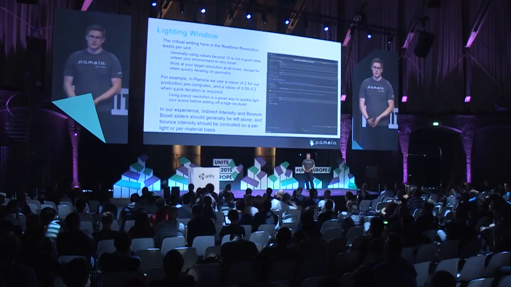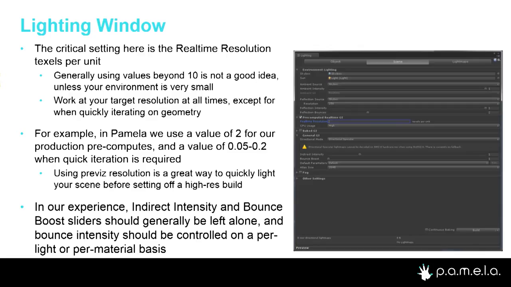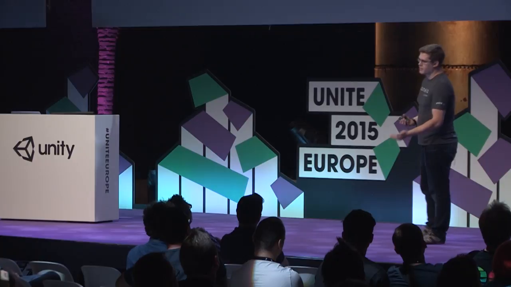I would highly suggest using previs resolutions. You can go as low as 0.05 or 0.2. Obviously you're going to have a lot of artifacts in your pre-compute, but it's usually good enough that you can get an idea, like, okay, this is roughly how my scene's looking. So you're not waiting potentially hours to just see a small change that you made in your geometry.